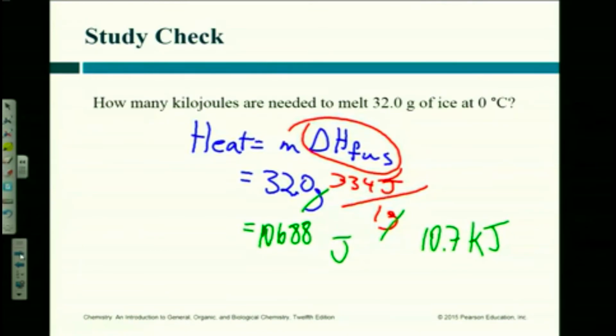Well, if you had 32 grams of water at 0 degrees C, how much heat would you have to take out to make it freeze? Same. 10.7 kilojoules. Same amount. Okay? Just a different direction, in or out.